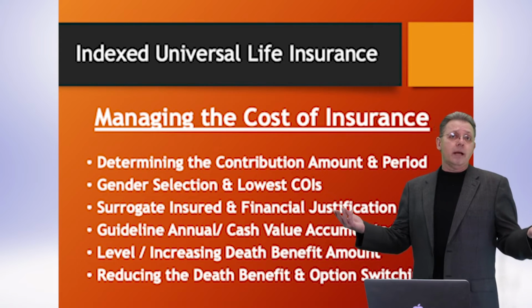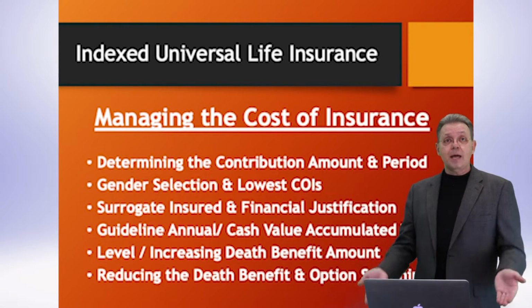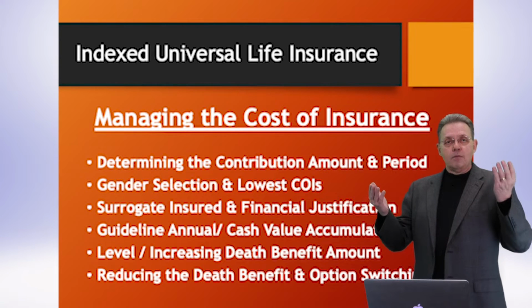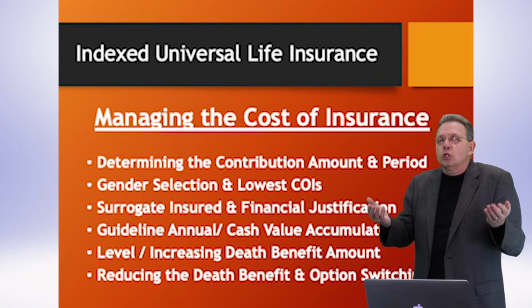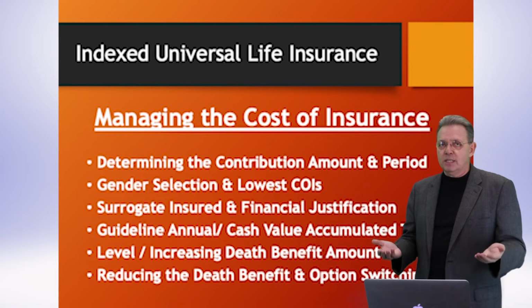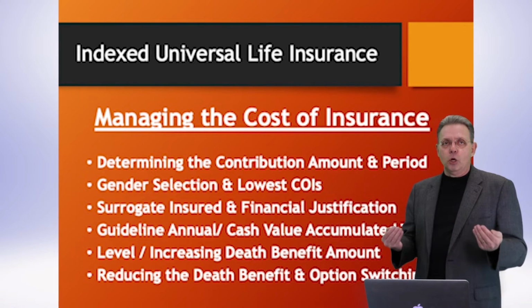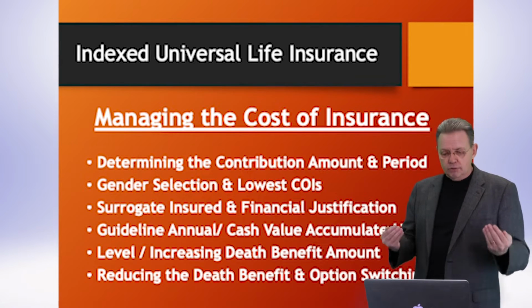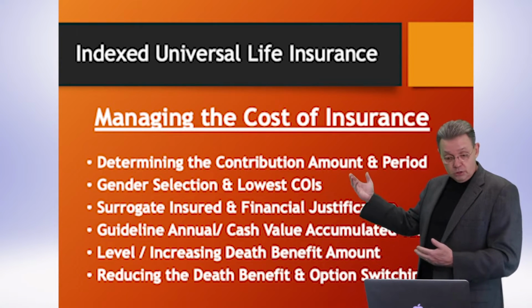When I'm managing the cost of insurance, I'm going to determine the contribution amount. Hey, the client wants to give me 10 grand. How long are you going to give to me? Oh, to age 65. Once I find that out, then I'm going to go to the husband and the wife and find out who's got the smallest cost of insurance based on their health classification. 90% of the time, it's going to be the female. So I don't care about who it goes on. I just want the lowest cost of insurance. So I'm going to select the gender. I'm going to select the lowest cost of insurance.